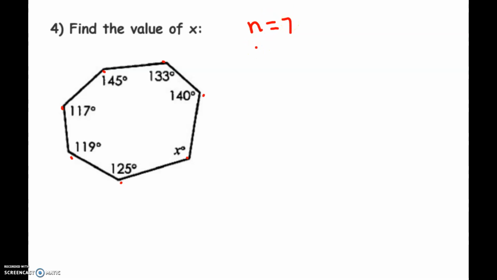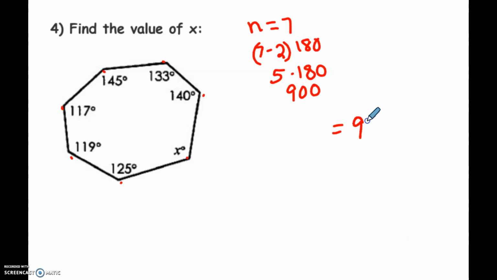Again, n minus 2, 7 minus 2, times 180 tells me that the sum of my angles, 5 times 180, should end up being 900. So I want all these angles to add up to 900. I'm going to put x here and add up the others that I have. Each of these has 100 in it, so I have 100, 200, 300, 400, 500, 600 degrees so far.